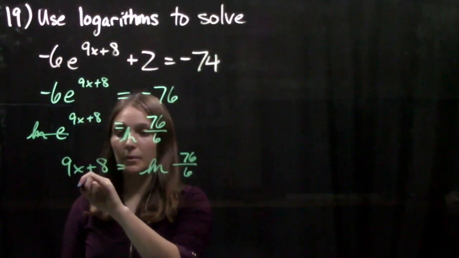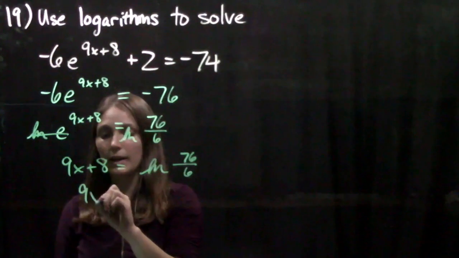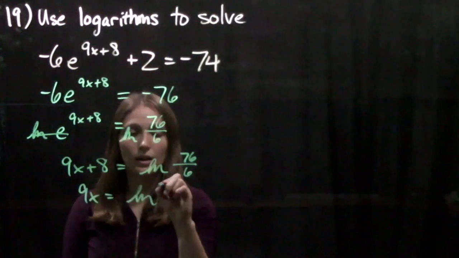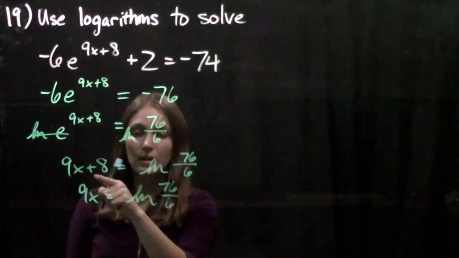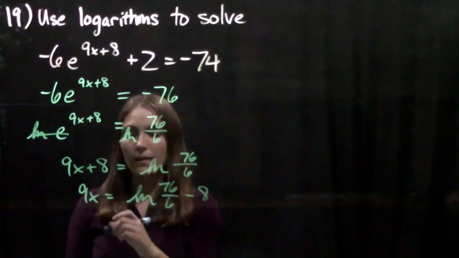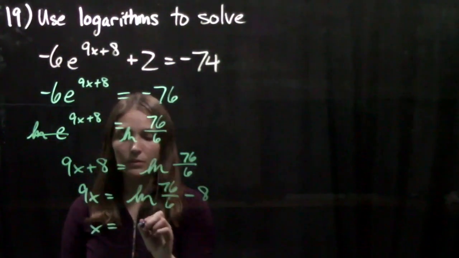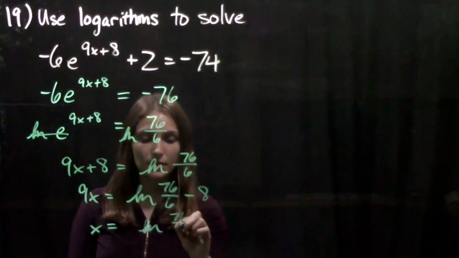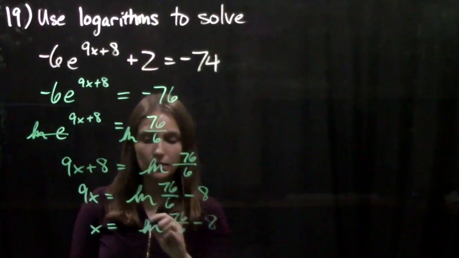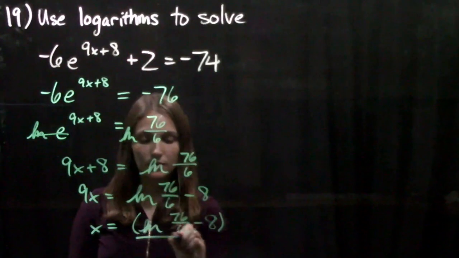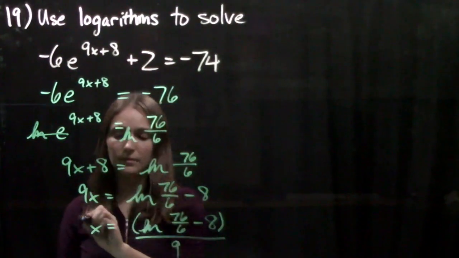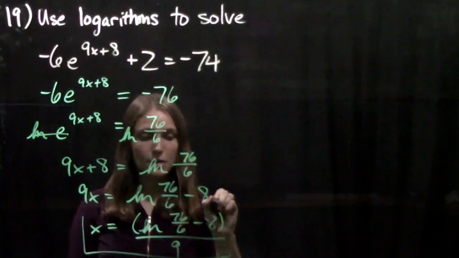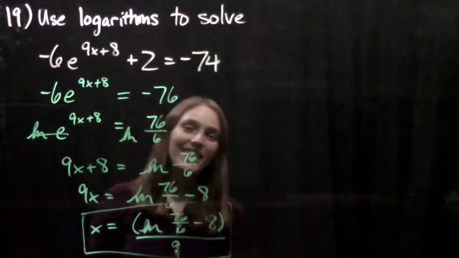So next step, we're going to swing the 8 over. So we'll have 9x equals the natural log of 76 over 6, minus 8. And then to solve for x, we'll divide the whole side by 9. So we have the natural log of 76 over 6, minus 8, and that whole thing divided by 9 is going to be our answer. And that's your answer.